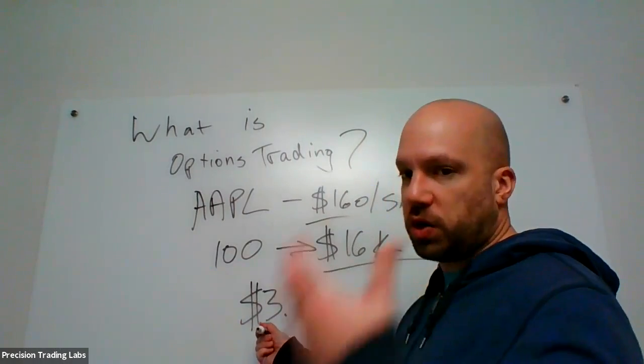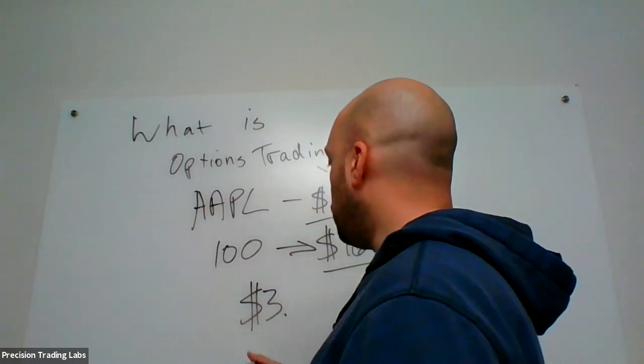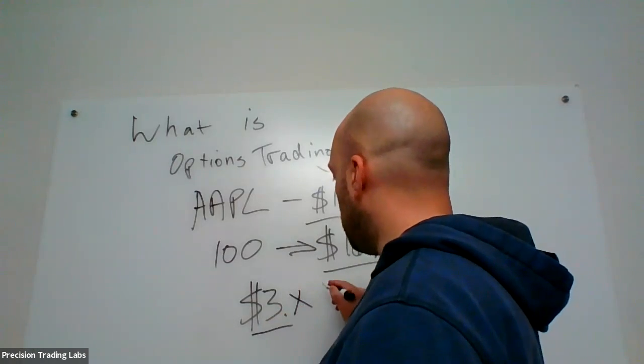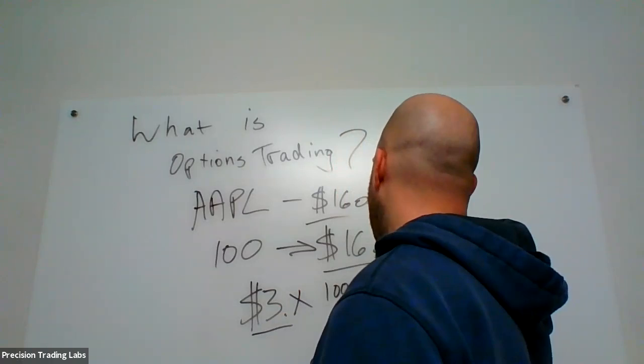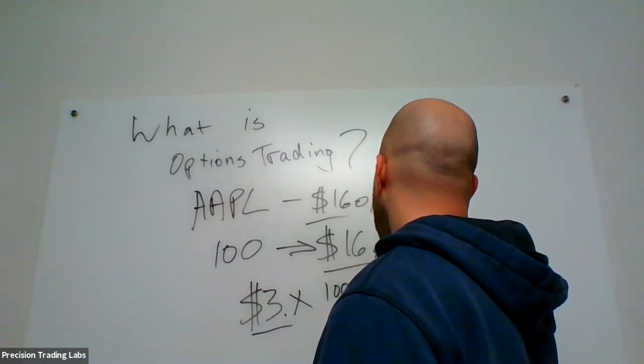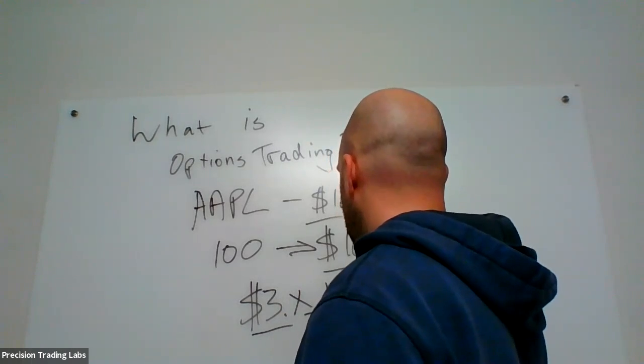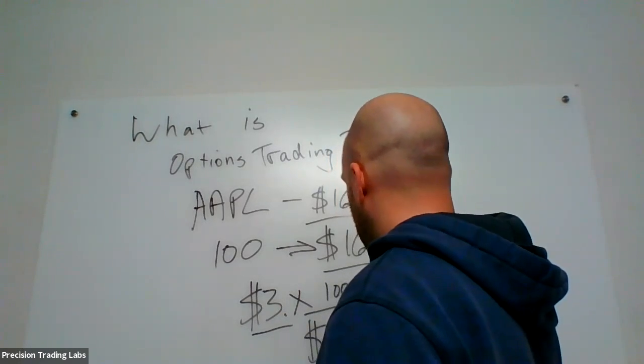If it's trading for $3, you could also see it trade for $5 or $1, right? Each options contract represents 100 shares of stock. So you take that $3 and multiply it by 100 shares. Now you need $300 to make the trade.